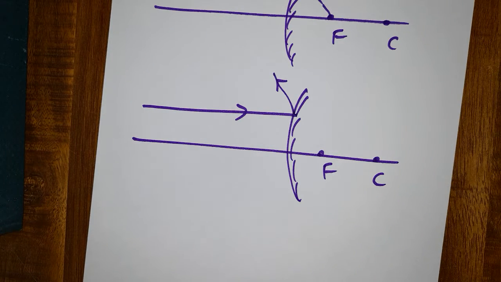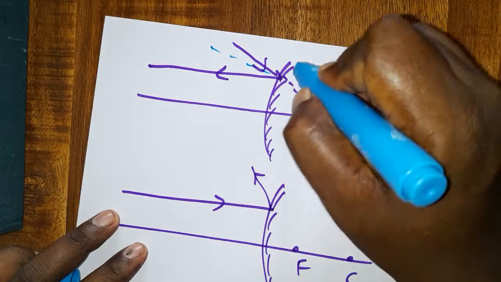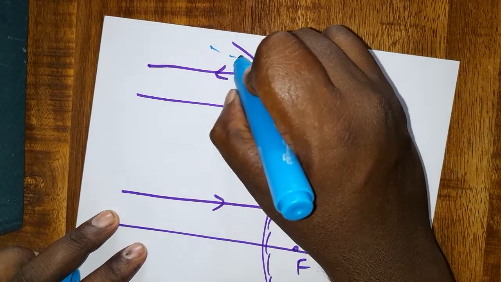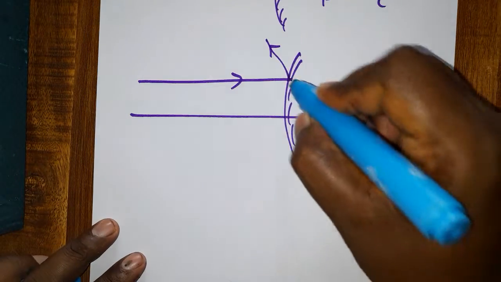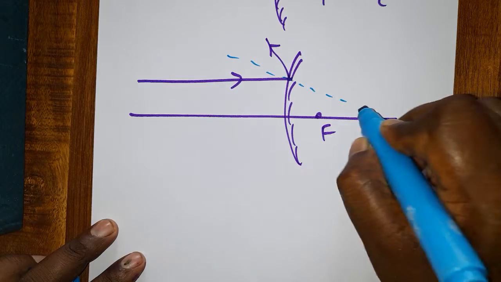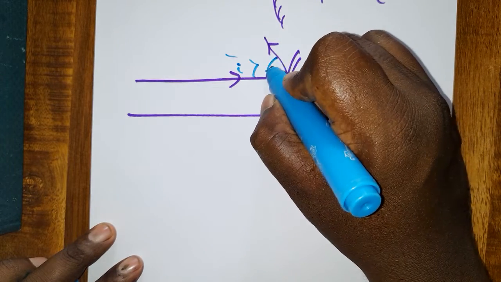Here you can take the normal from the center of curvature. From the center of curvature, you can take it as the normal. This is going to be the incident angle, and this is going to be the reflected angle.